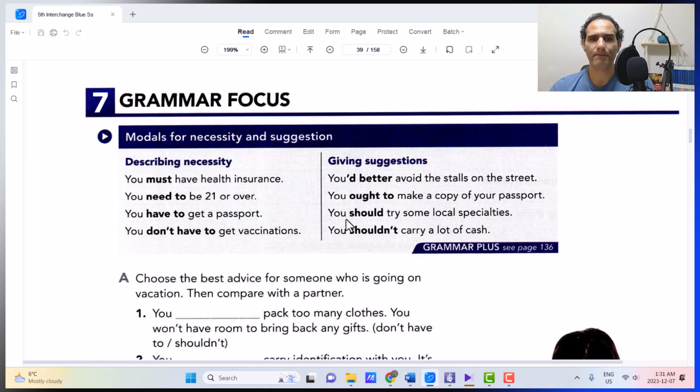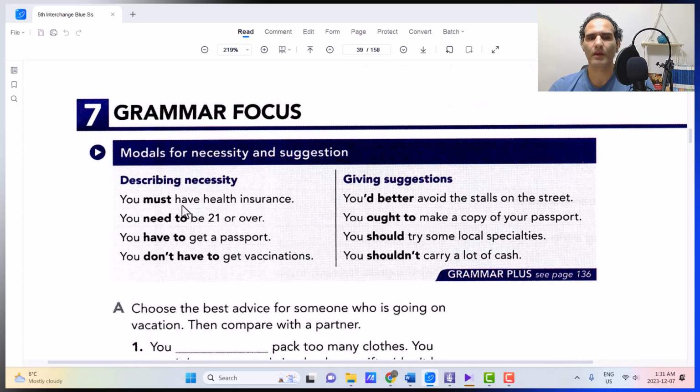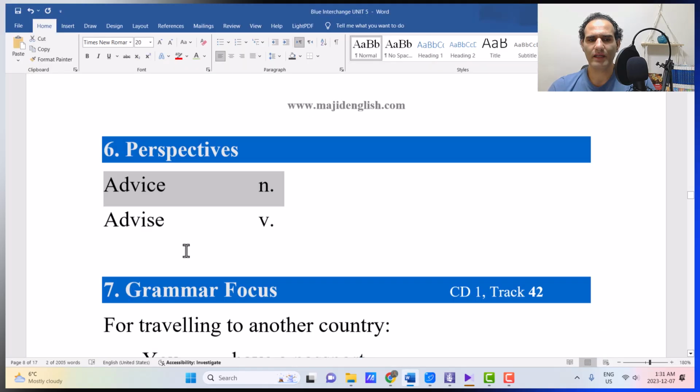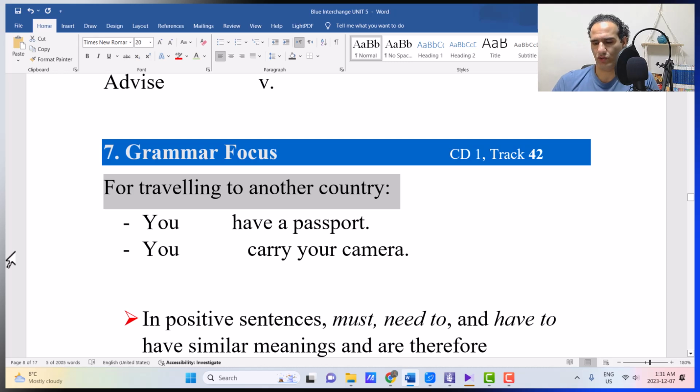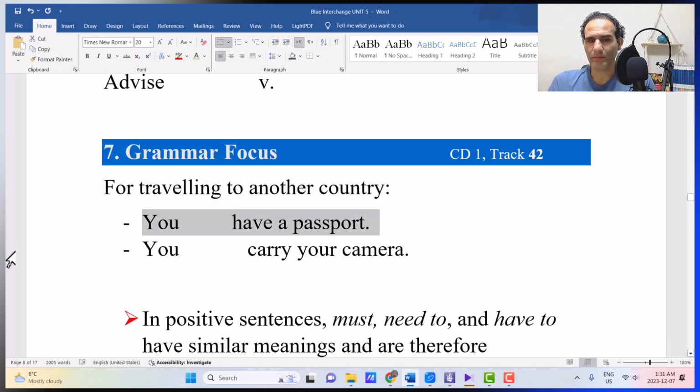And now, exercise 7, grammar focus, talking about a very useful point, modals of necessity, modals of suggestion. Okay. Just look at these two sentences here. For traveling to another country, please complete these two sentences with must or should. Which one do you suggest with a must? Looks like this one, yeah? Because it is a passport.